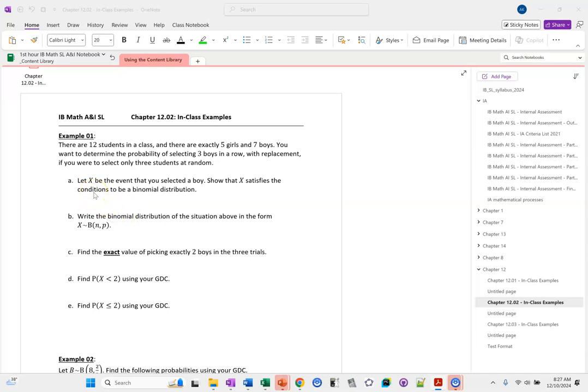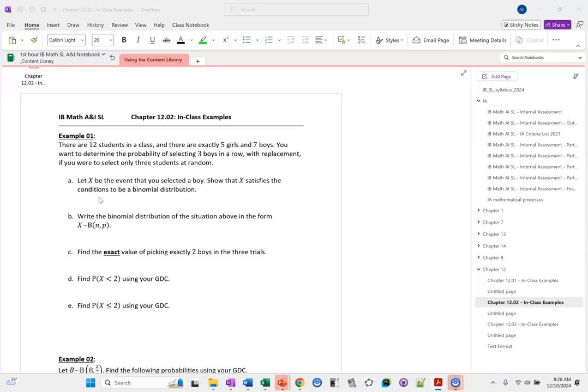So what do we need to show for this to be a binomial distribution? How many trials are we doing? Exactly 3, right? We're choosing 3 students, so it's a finite value. Is it a success or failure every time? Yes, because the person's either going to be a boy or a girl. That's success for boy, failure for girl. Not that girls are failures. It's just in this particular problem.